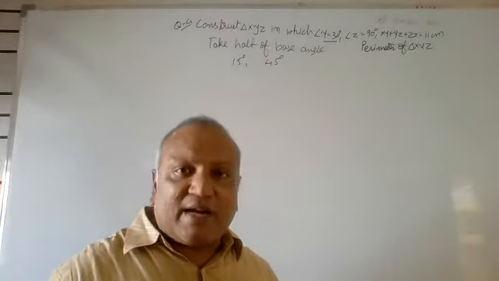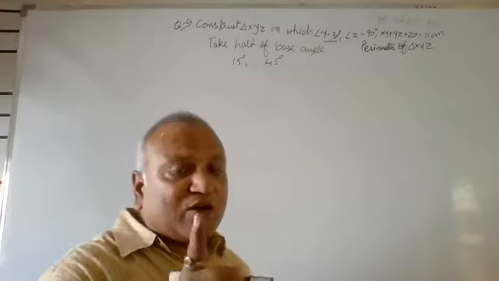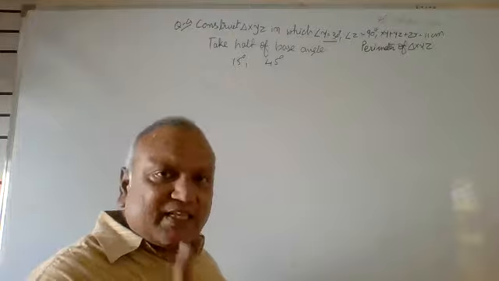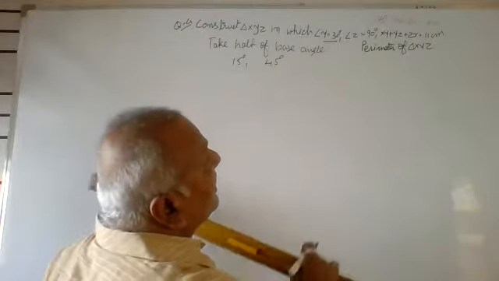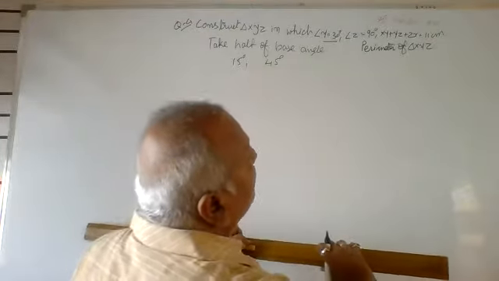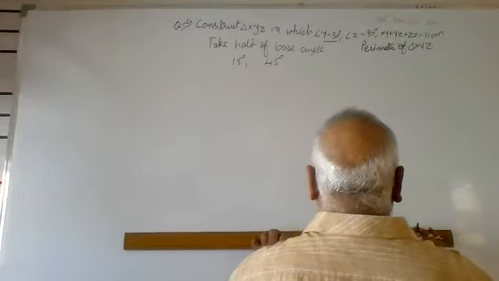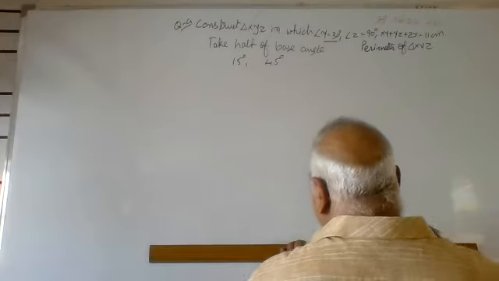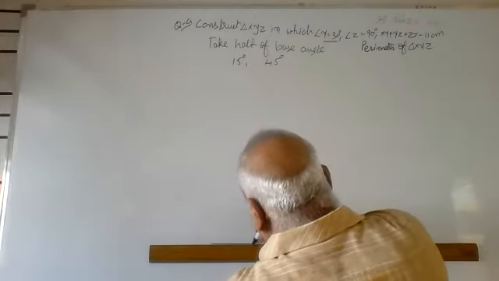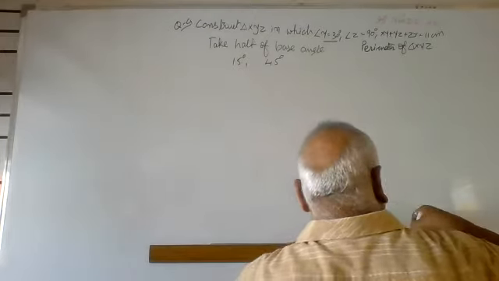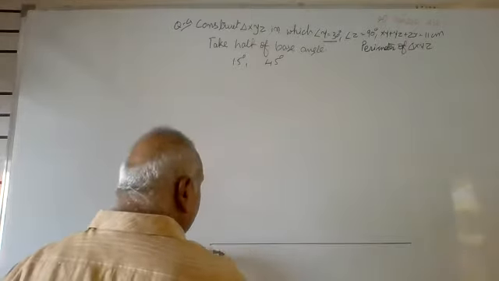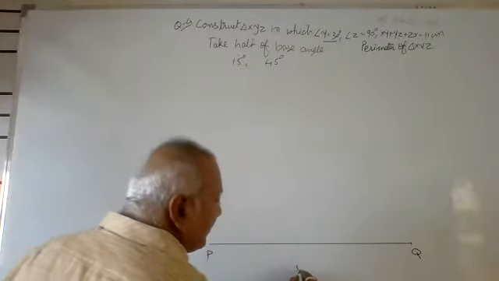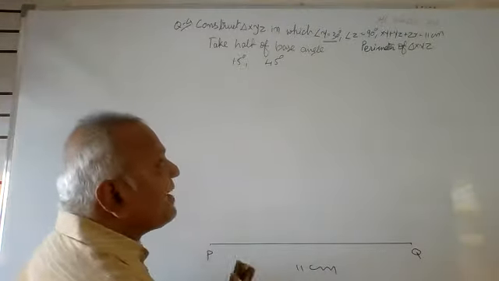Now I am starting the construction. Beta, concentrate here. It is a little bit longer but easy. First we have to take the line segment 11 centimeter and I will write it as P and Q. So it is PQ, 11 centimeter. It is the perimeter.